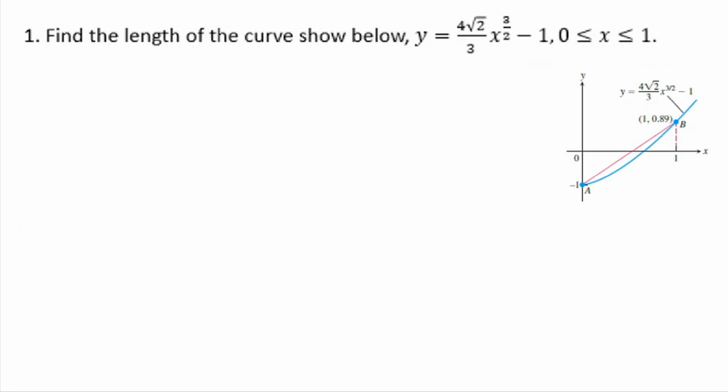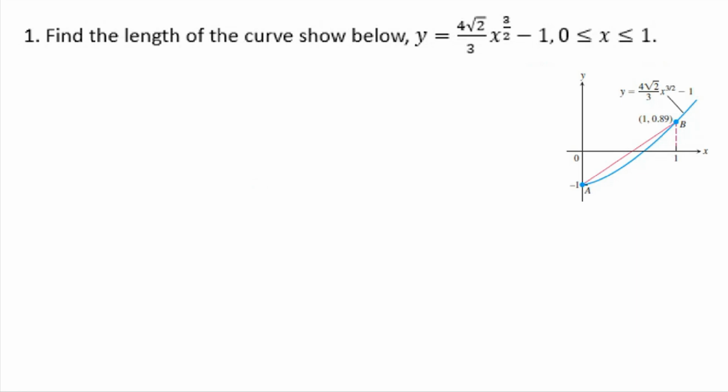So let's start first with number 1. Find the length of the curve shown below. y equals 4 square root of 2 over 3 times x to the power of 3 halves minus 1, with the interval from 0 to 1. So this is now the graph for that problem.